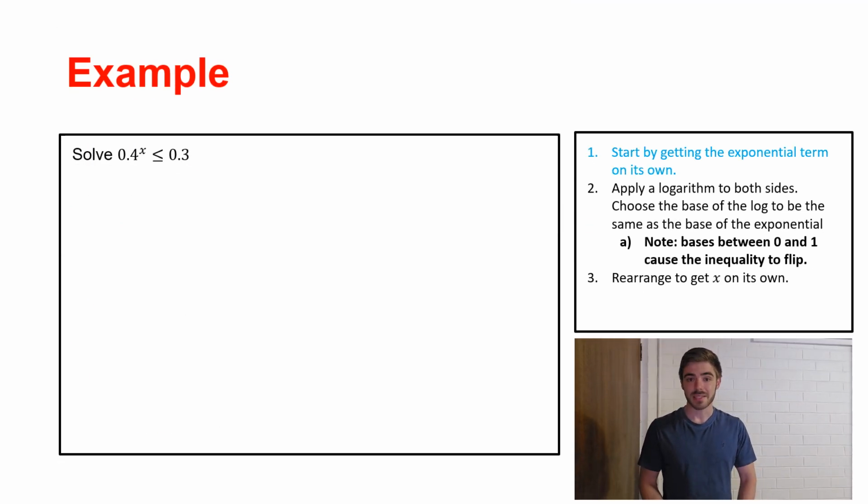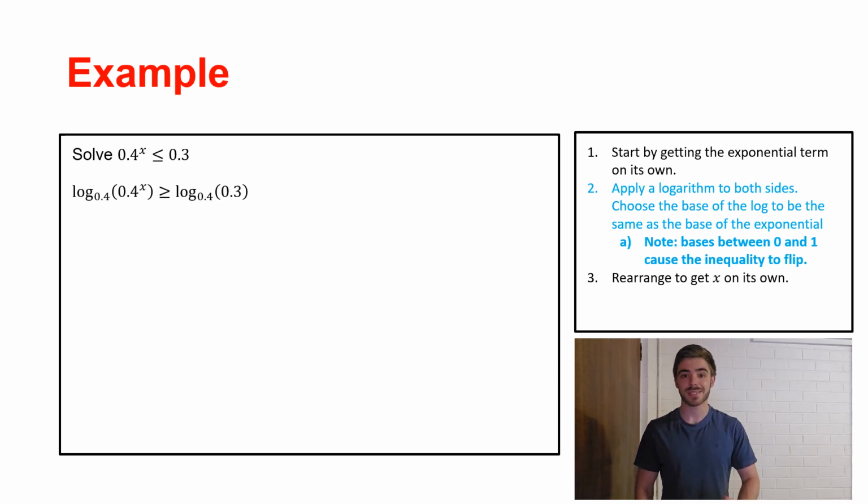In this case, there's nothing to be done here, so we move on to step 2, which is applying the logarithm. Now, when it comes to applying the logarithm, you can technically choose any base you want. My recommendation is that you choose the base of your logarithm to be identical to the base of your exponential. That way, when you do your simplification, you're only going to have one logarithm at the end instead of two.